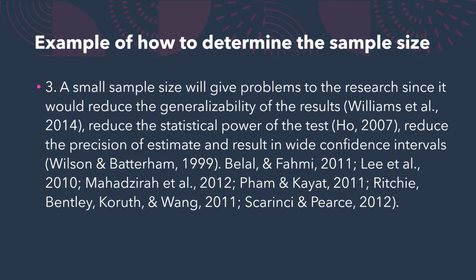Williams et al., 2014: reduce the statistical power of the test. Ho, 2007: reduce the precision of estimate and result in wide confidence intervals. Wilson and Batterham, 1999; Bell and Fahmy, 2011; Lee et al., 2010; Mahadzara et al., 2012; Pham and Kayat, 2011; Ritchie, Bentley, Koruth, and Wang, 2011; Scarinci and Pearce, 2012.